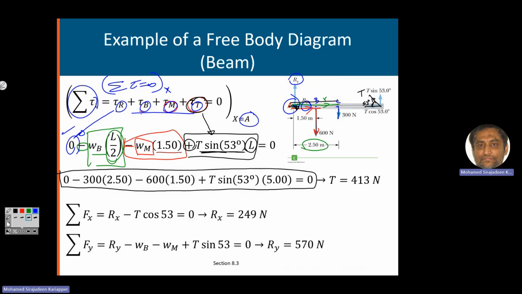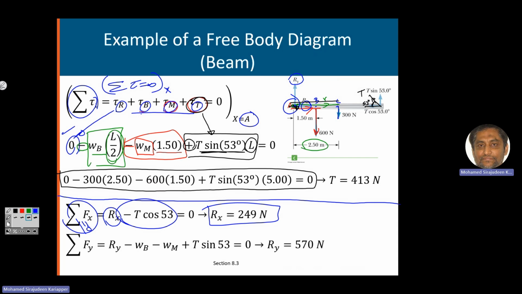Now what about finding R? We cannot use A; well, if you want, you can do another net torque equation, but it's probably easier now to just use the translational equilibrium. So find the Rx and Ry separately. The net force in the x direction is 0. So in the x direction, Rx is positive to the right, and T cosine, the x component of the tension, is to the left, T cosine phi negative, equal to 0, then you solve for Rx, you will get this value.